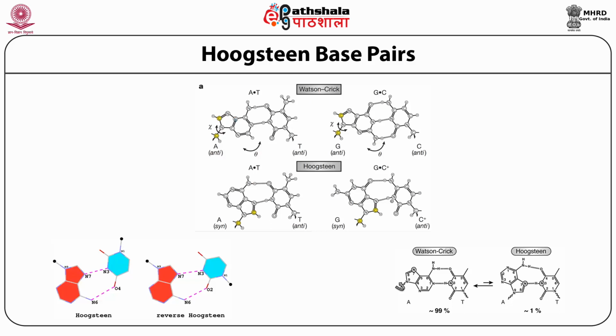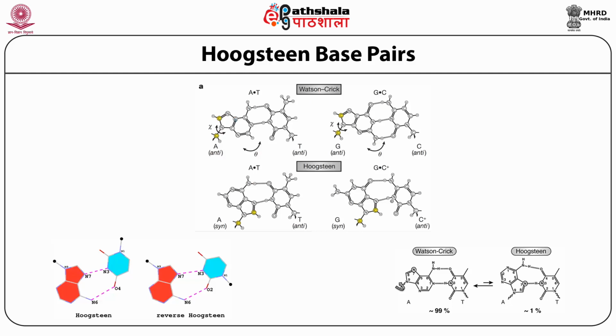And in this case, this Hoogsteen, you can see there is slight deformation in terms of the bonding angle. Hoogsteen hydrogen bonding can be of two types. It can be only Hoogsteen, or it can be a reverse Hoogsteen hydrogen bonding, where the atoms that differ are the atoms actually involved in the case of purine moieties.